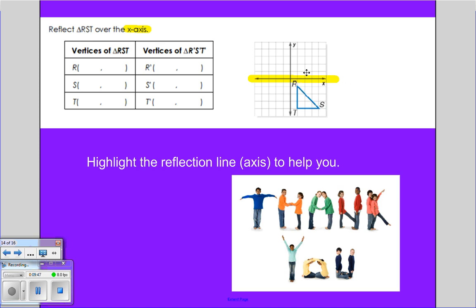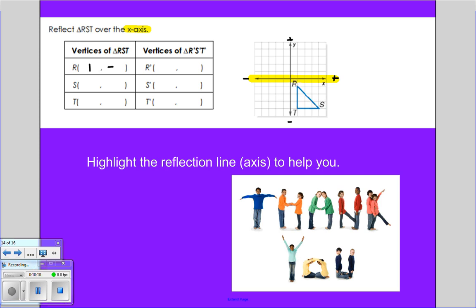Okay, so R is at, let's remember how to count now. We start at 0 and we go left and right first. We count left, right first, and then we count up or down. So it's at positive 1. Remember, this is positive, that's negative. This is positive, that's negative. So we're at positive 1, negative 1.